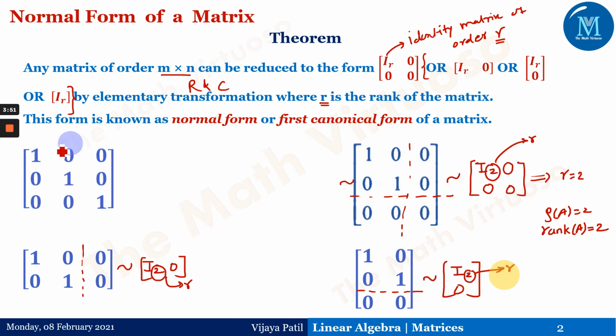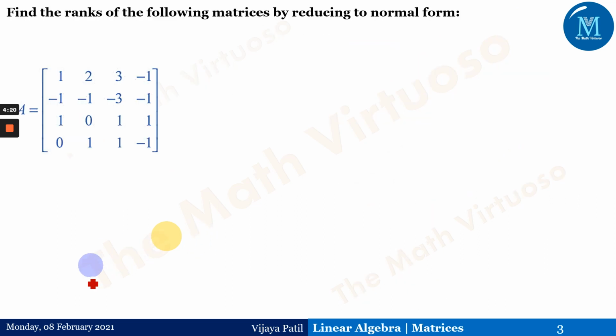Similarly, this is the last form, where you will observe this is equivalent to I_3. There are no other elements, no zero rows or zero columns present in this particular matrix, and this 3 is the rank of the matrix, or the value of small r. Let us see an example with the help of this normal form. I'll give you an algorithm which you can follow very well and get these things done.